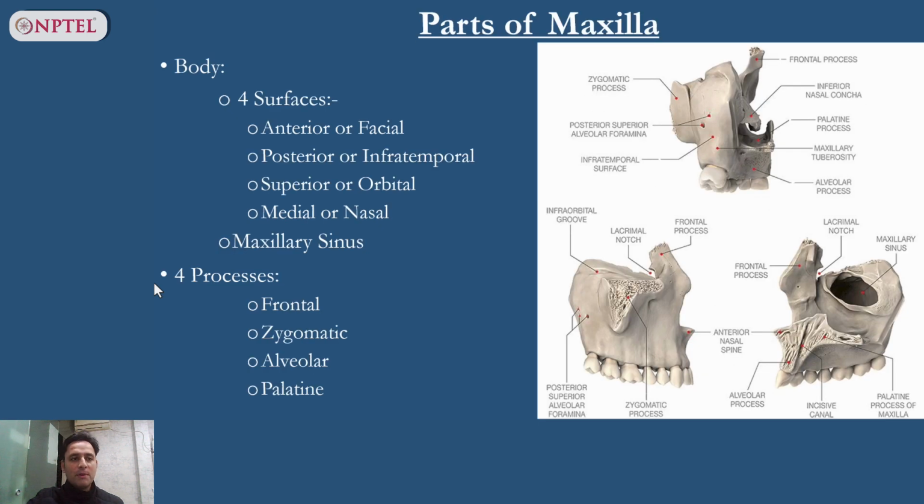The maxilla has one body and four processes. The body has four surfaces: anterior or facial surface, posterior or infratemporal surface, superior or orbital surface, and medial or nasal surface. The maxillary sinus lies within the body of the maxilla. The four processes of the maxilla are the frontal process, the zygomatic process, the alveolar process, and the palatine process.